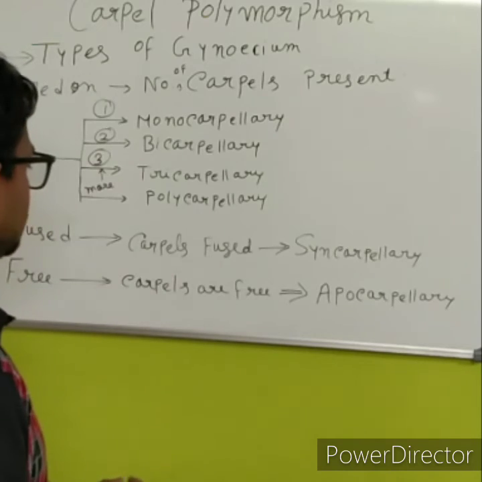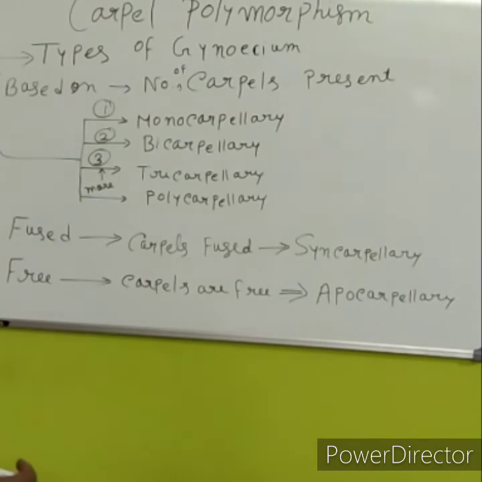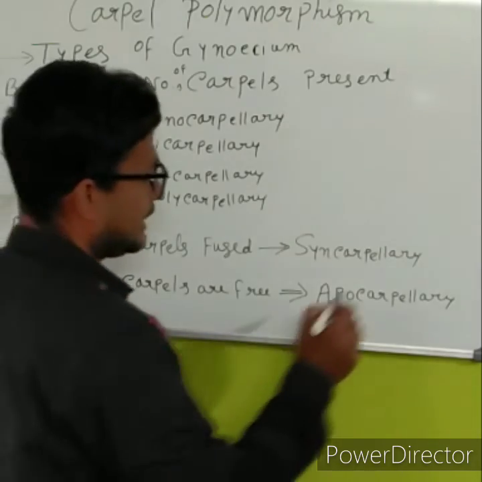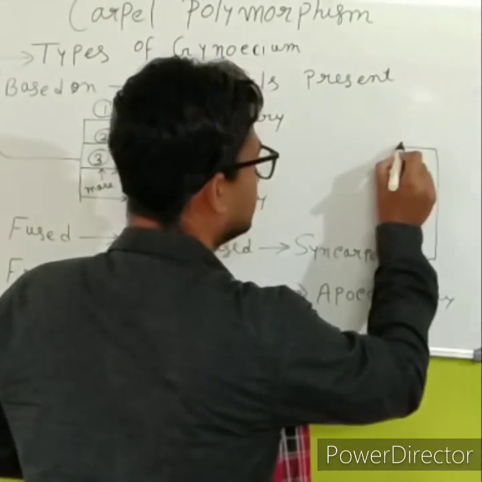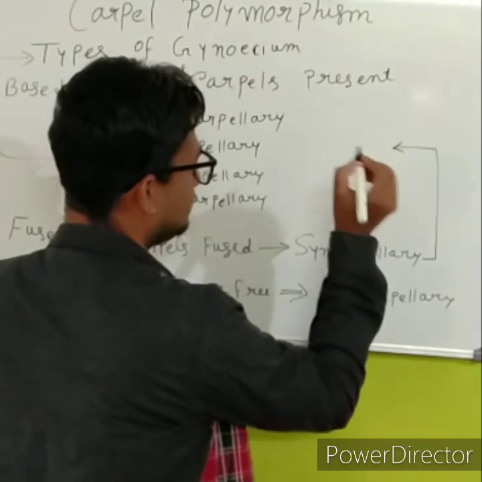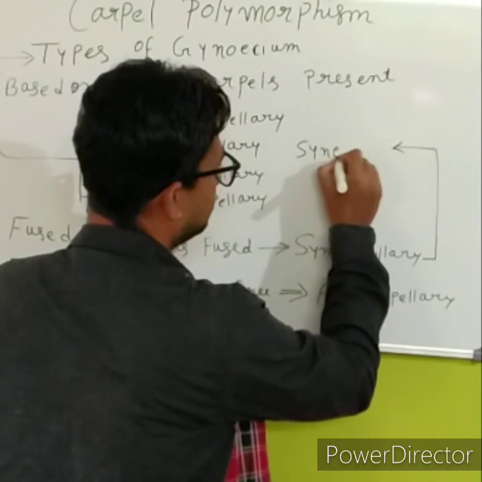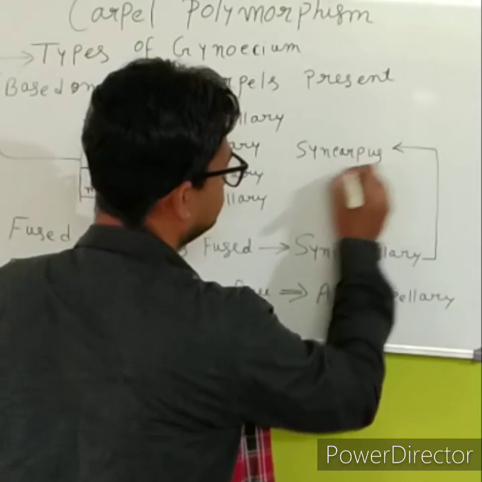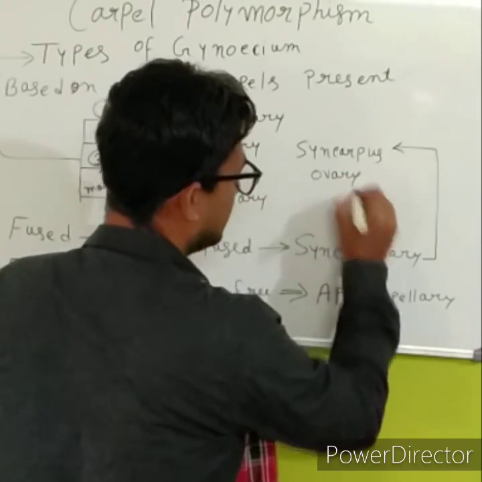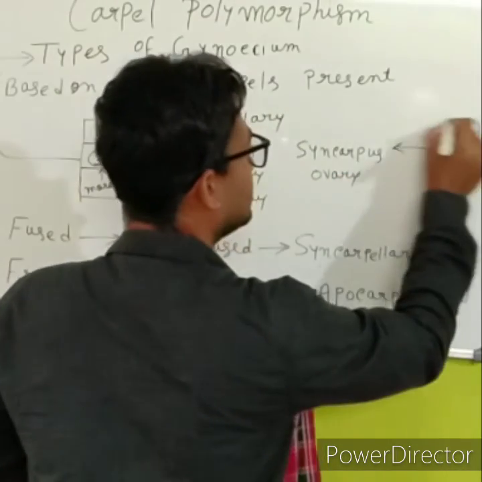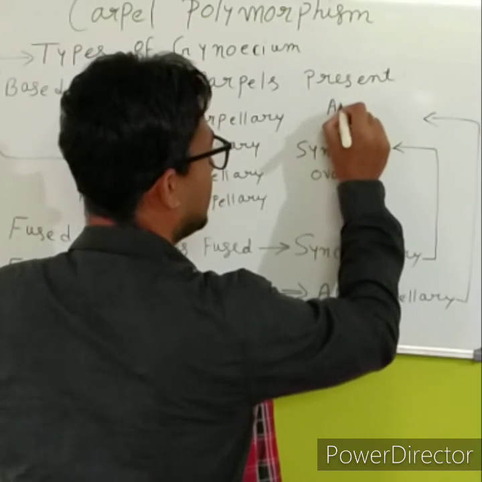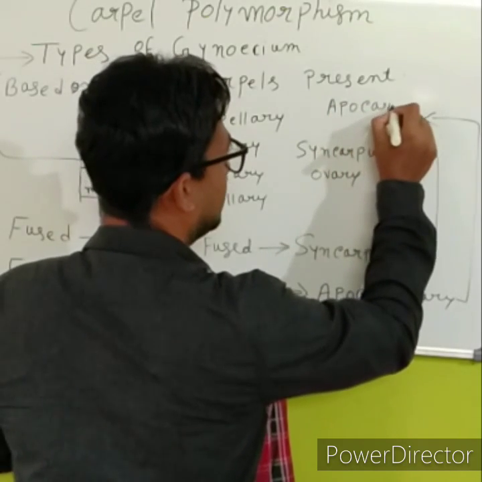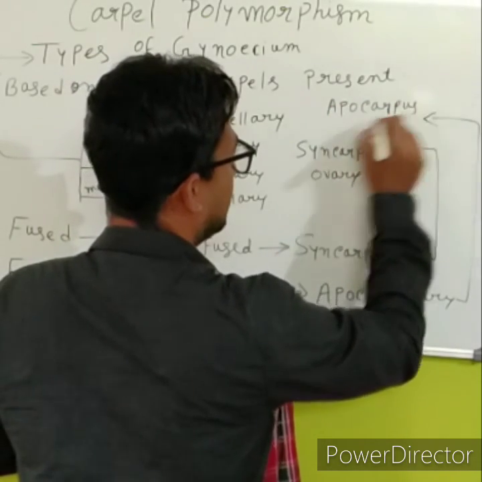So based on the fused and free carpels present in the ovary can be termed as, when the carpels are fused, then it is called syncarpous ovary, and when it is free, it is called apocarpous ovary.